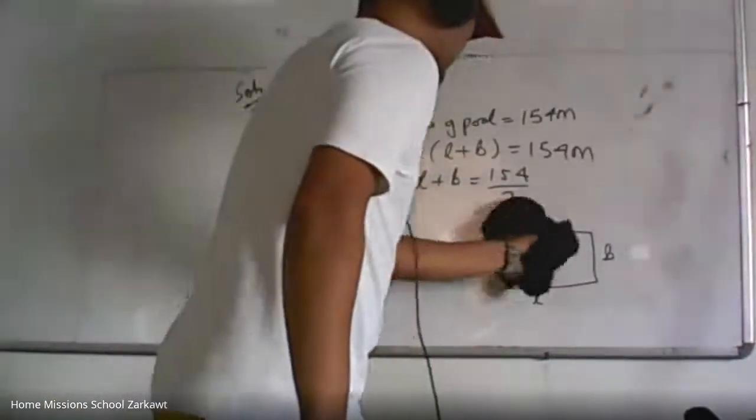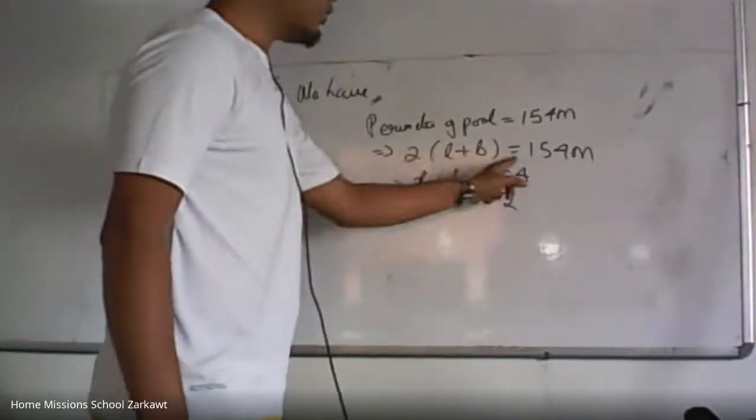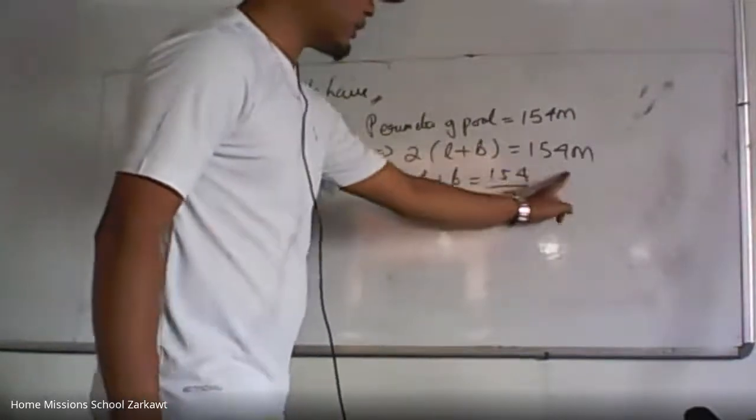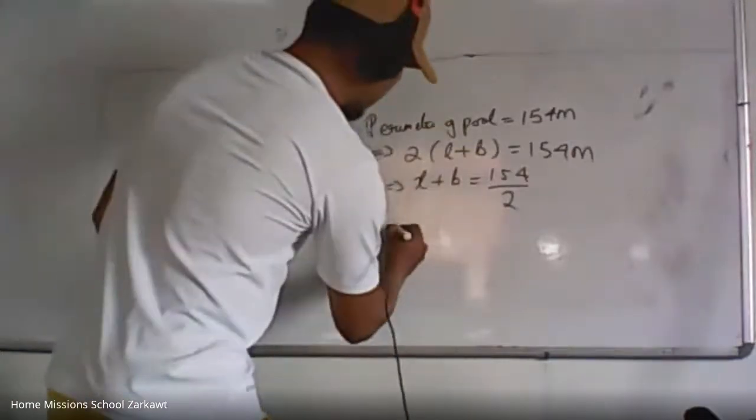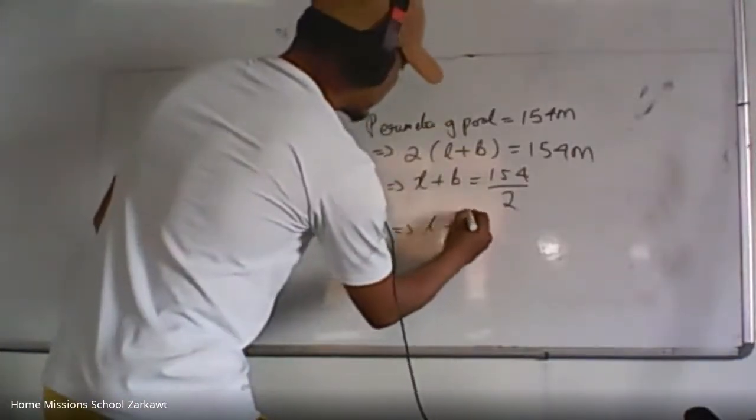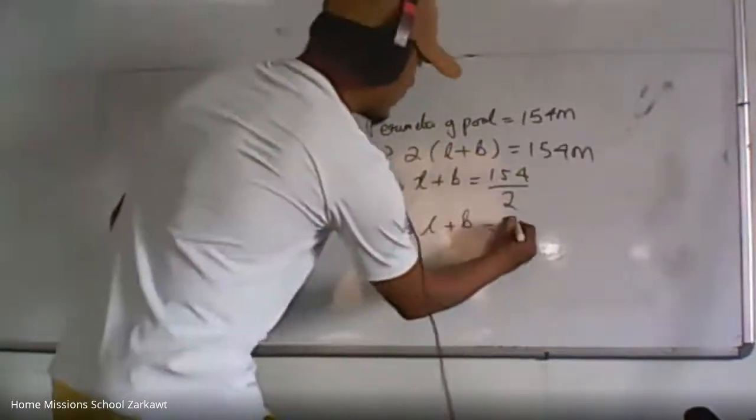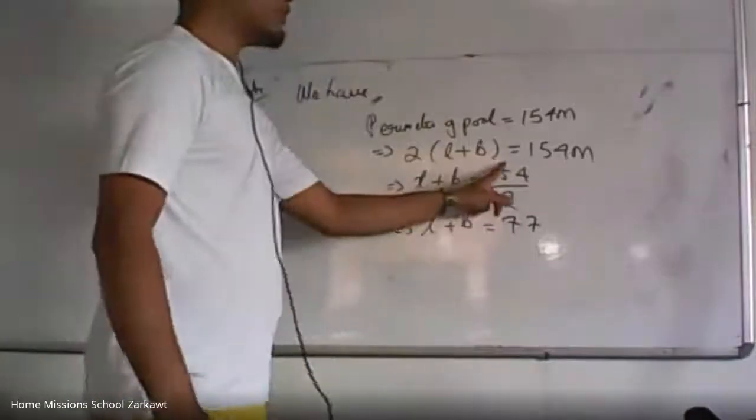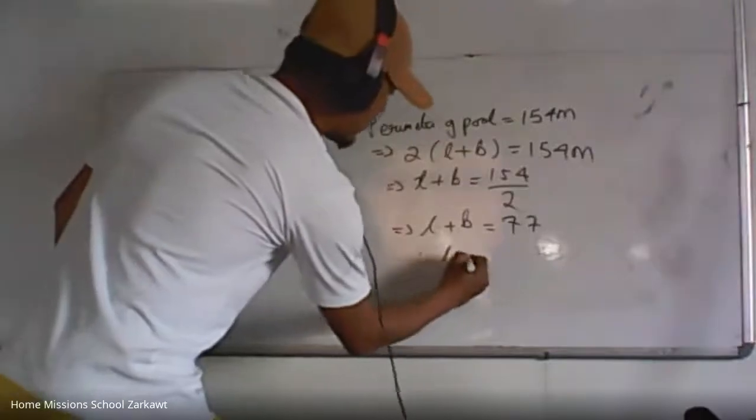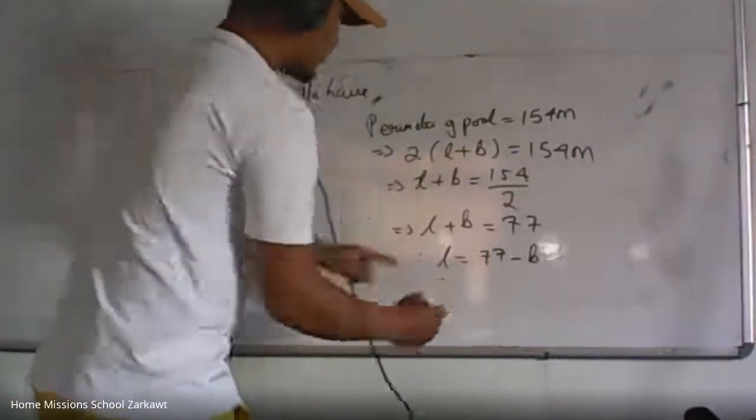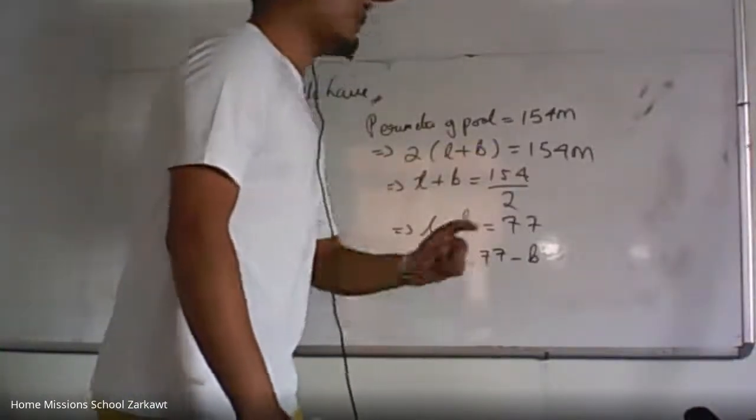Move the 2 from the left side to the right and divide, so L plus B equals 154 by 2, which is 77. Therefore L equals 77 minus B.